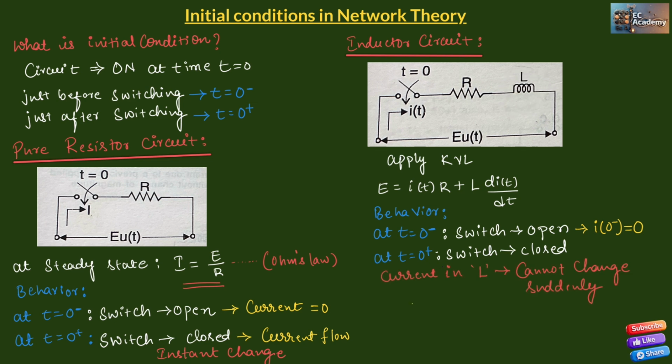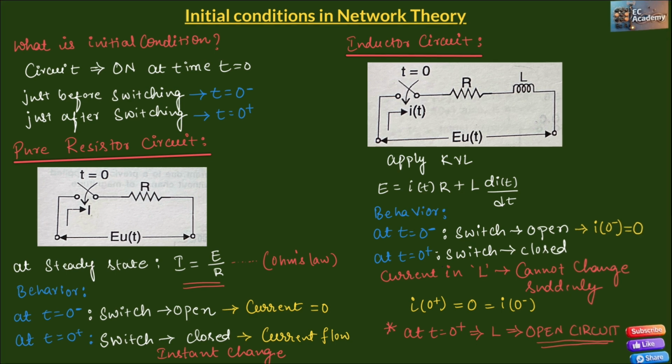Therefore, the current I of 0 plus will also be equal to 0, which is same as I of 0 minus. So from this we understood that at t is equal to 0 plus, which is just after switching, the inductor will behave as open circuit. So why it is acting as open circuit? Because in inductor, current cannot change suddenly even after switching.